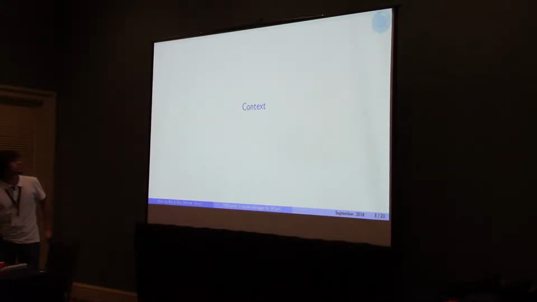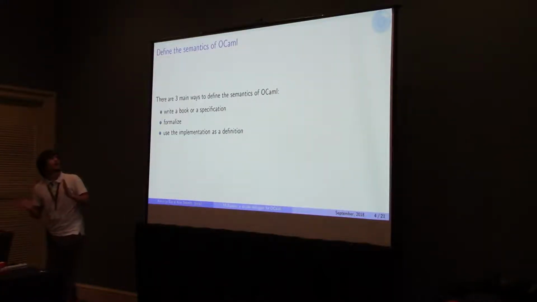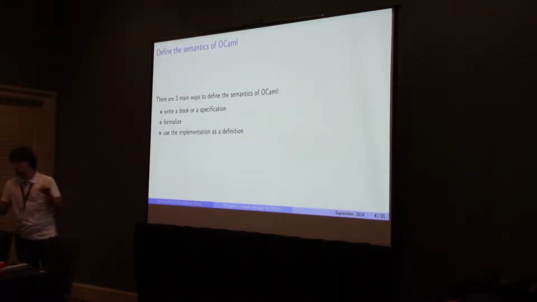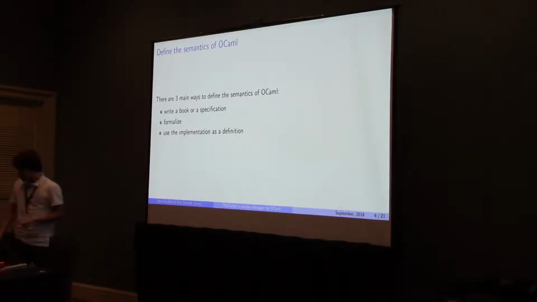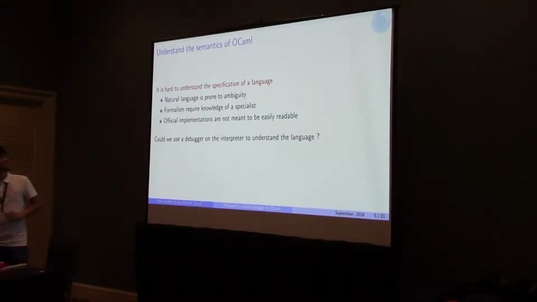So, first of all, how can we define the semantics of OCaml? We have three main ways to do it. We can write a book or specification, just like JavaScript. We can formalize the semantics of the language, or use the official implementation as a definition, just like OCaml, for instance. Well, the problem is that it's hard to understand.